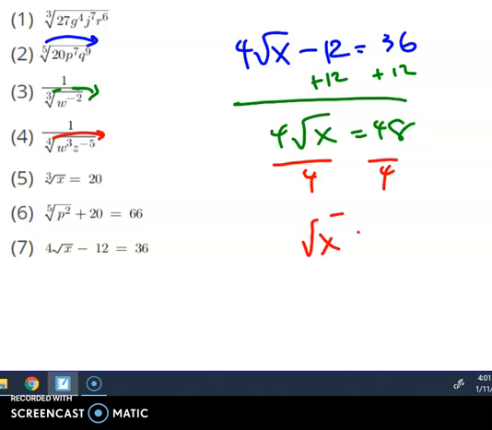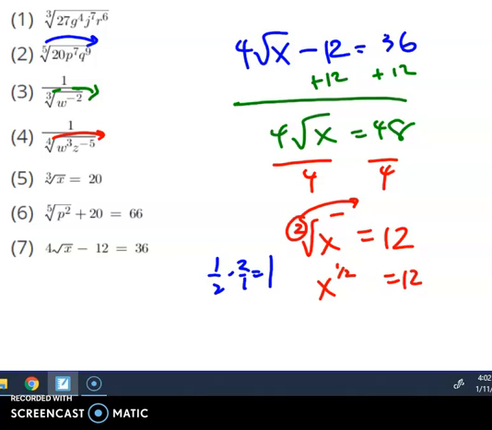So looking at the square root of x equals 12. If I turn this into a 2, even though it's not written as 2, it's x to the 1/2 equals 12. If I multiply the 1/2 by its reciprocal, 2 over 1, or 2, we're going to have x on the left side, and 12 squared, which is 144, on the right side.